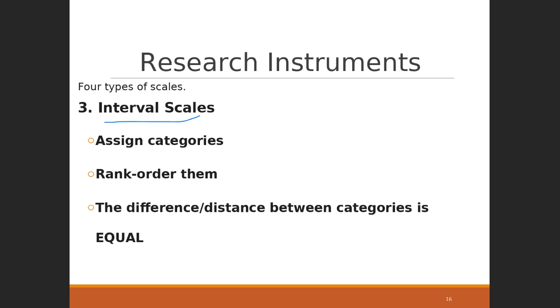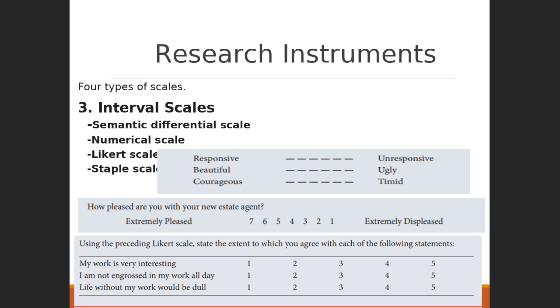So let me give you some examples. First of all, I would say there are four different types of interval scale: semantic scale, numerical scale, Likert scale, and staple scale. Now, just by understanding the examples of each of these types of interval scale, you will get to know about interval scales in a better way.